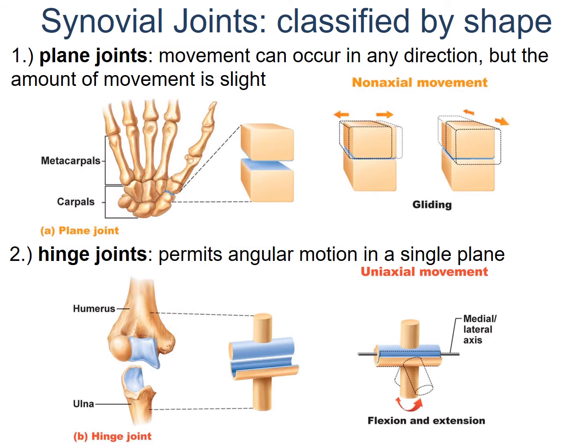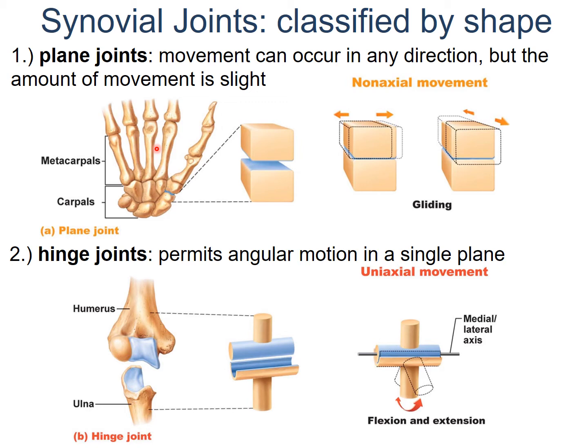All right, guys, so the first of the synovial joints that we want to look at is the plane joints. So for exam 3, you want to know the definition that's on the PowerPoint presentation, along with the example that's given in the picture. So for plane joints, movement can occur in any direction, but the amount of movement is slight. So here you're looking at the metacarpals, bones that are in the palm of your hands.